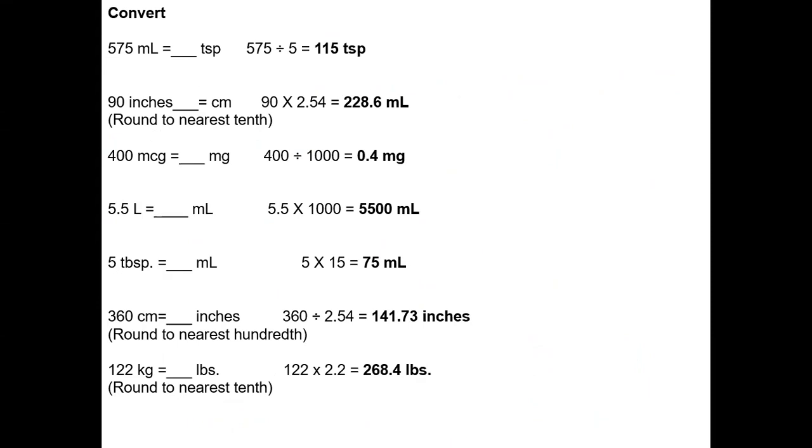We had 122 kilograms. So you should have multiplied that, right? Times 2.2, because you're going from kilograms to pounds, you're going to multiply. And that would have gave you 268.4 pounds.